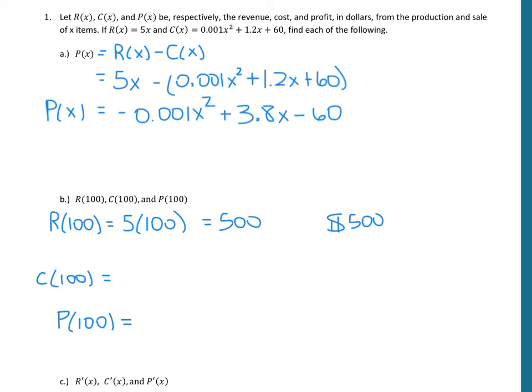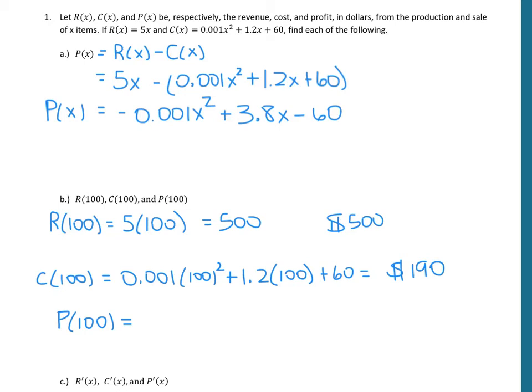Now the cost. So what is the cost of production and sale of 100 items? So we're plugging 100 into the cost function. So we have 0.001 times 100 squared plus 1.2 times 100 plus 60. This simplifies to give us 190. So here our answer is $190 for the cost of producing and selling 100 items.